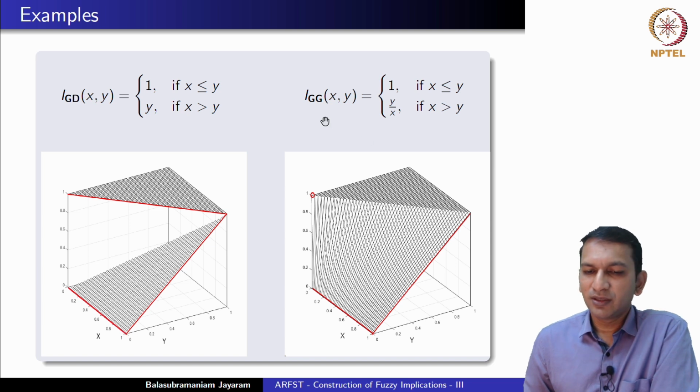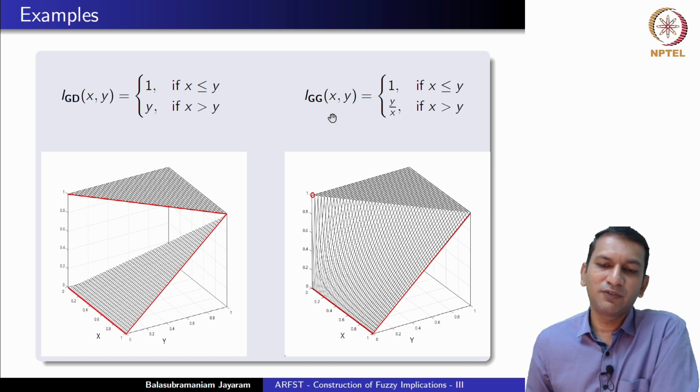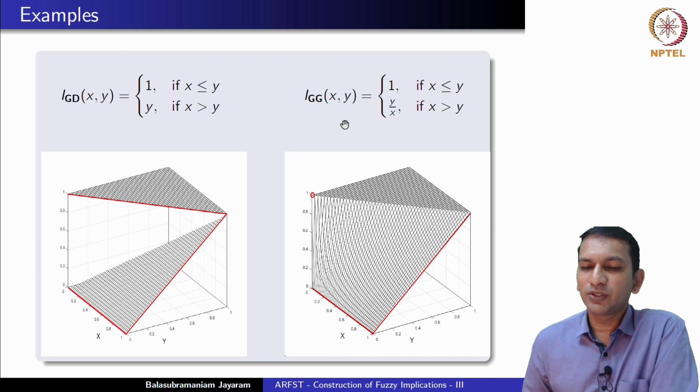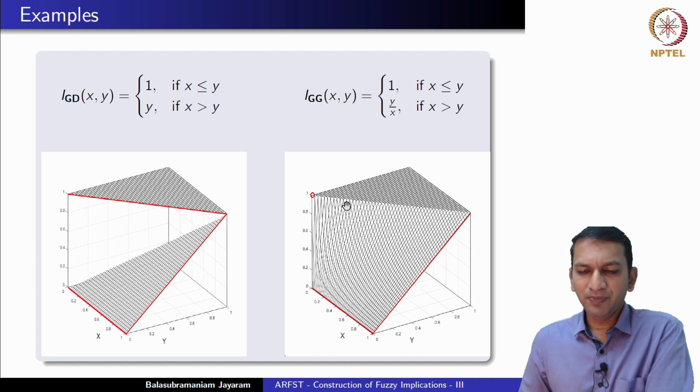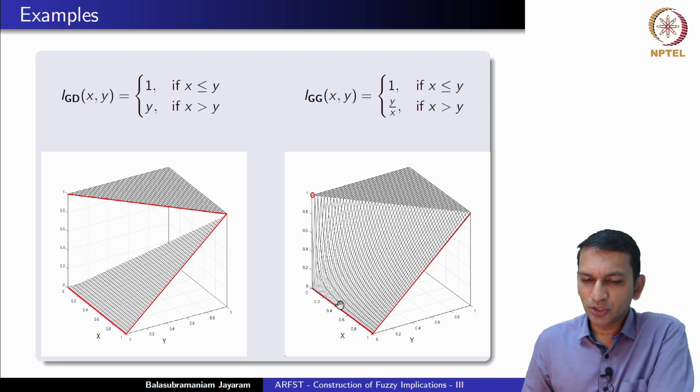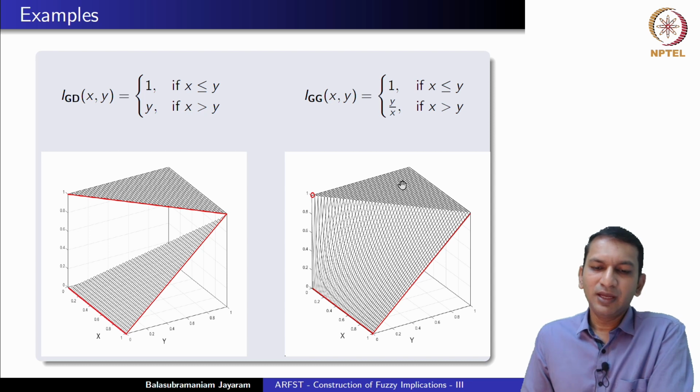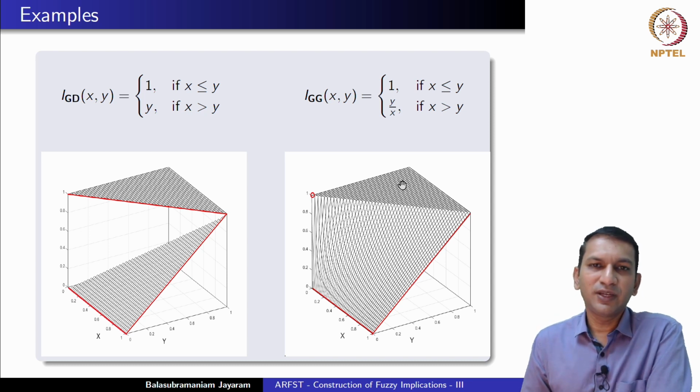So is the case with the Goguen implication, which, as we have just seen, is the R implication obtained from the product T-norm. Its natural negation is the smallest fuzzy negation. It has NP, it has IP, and also OP. It can also be shown that it satisfies the exchange principle.